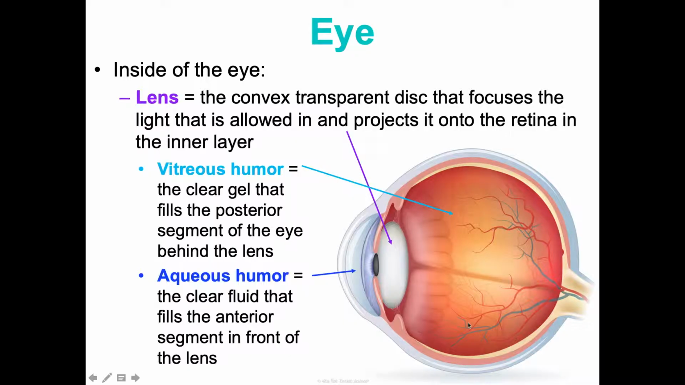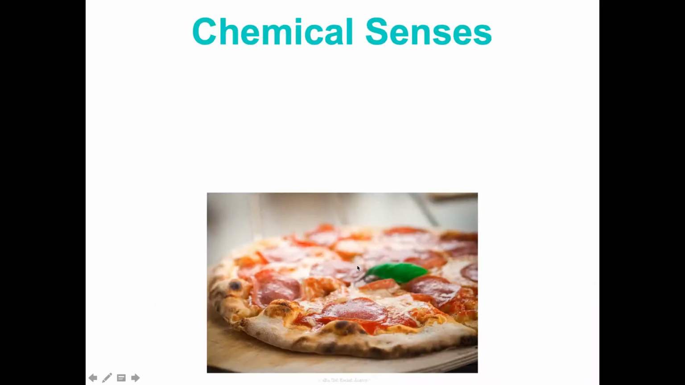Your vitreous humor, fun fact, forms in the embryo and lasts for your entire lifetime. It helps transmit light, supports the posterior surface of the lens, and keeps pressure within the eye. Whereas your aqueous humor is forming and draining continuously. It helps maintain pressure and support within the eye, as well as supply nutrients and oxygen to your lens and your cornea out here. All right, that's your eye.